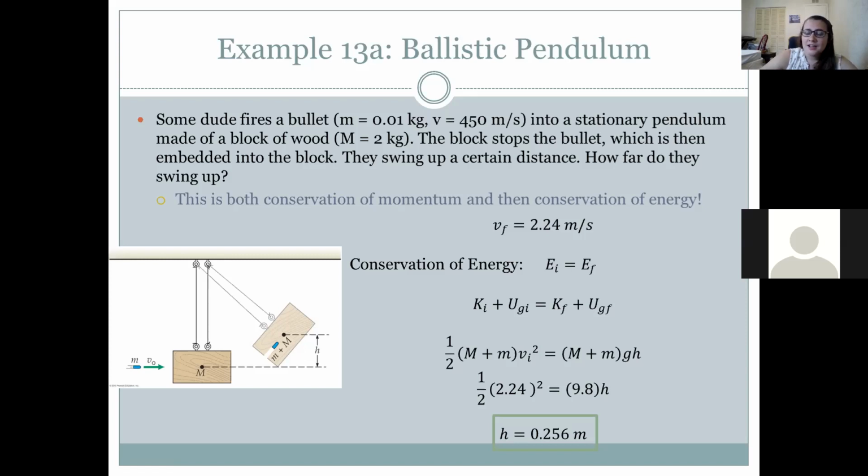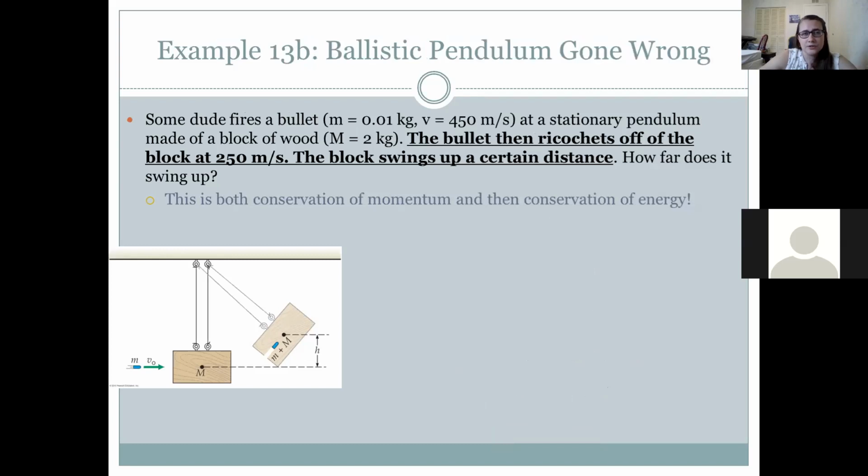Because what if the bullet ricochets? That's a bad day. And so we're going to look at the case where the bullet does ricochet off this block. We're going to assume that you are standing in such a way where you do not get hurt. Nobody gets hurt from this. But the bullet is going to ricochet off the block instead of being embedded into it. So here's that scenario. The bullet then ricochets off the block at 250 meters per second. The block swings up a certain distance. How far does it swing up?